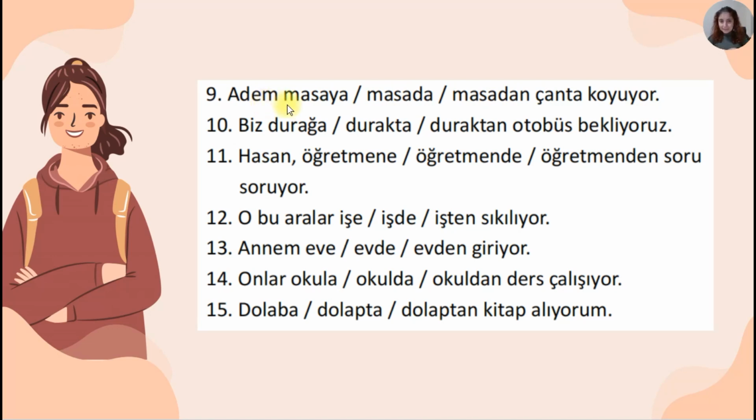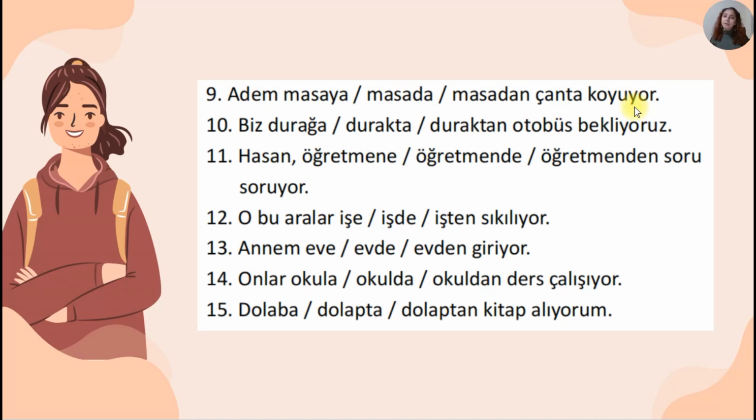And why is it like that? It is related with the structure of the verb koymak. Because koymak in Turkish is always related with direction, to where. I will put this pencil to where? To the table, or to my bag, or to my own room, or any other place. It is always related with to, where this pencil is going, to where. And here I have to say masaya çanta koyuyor.